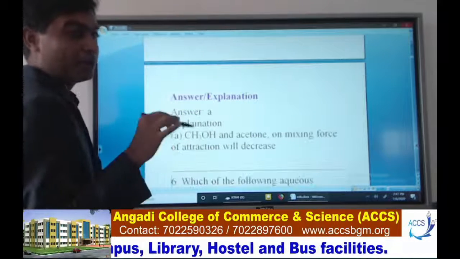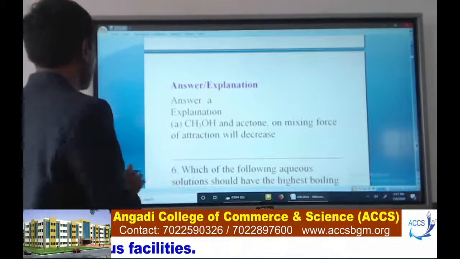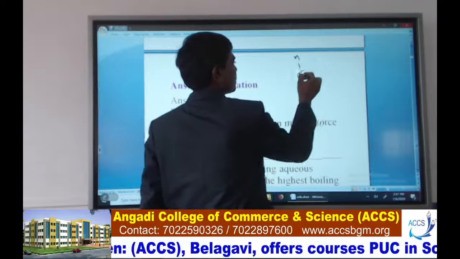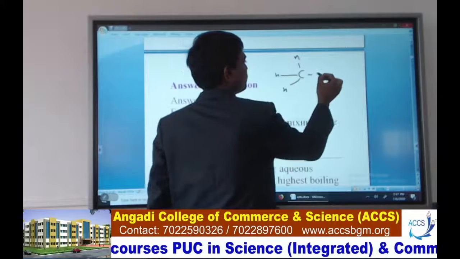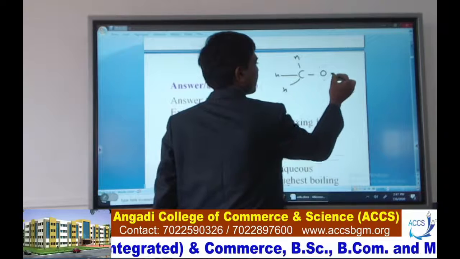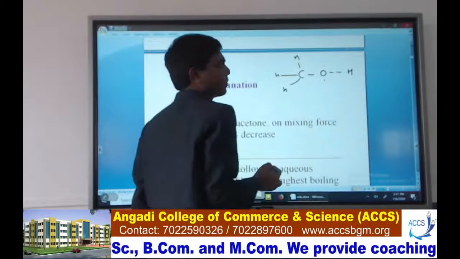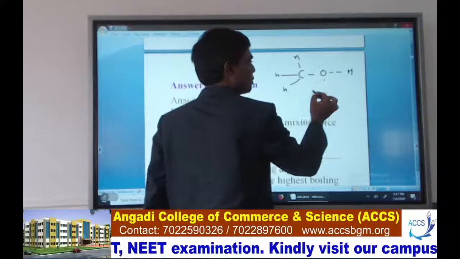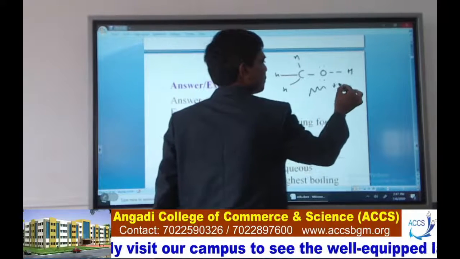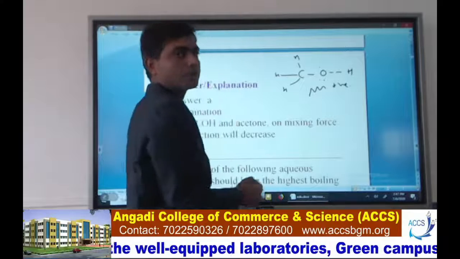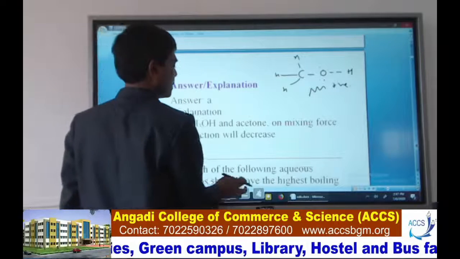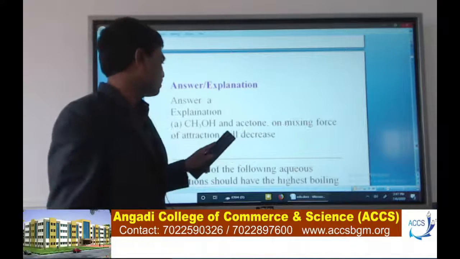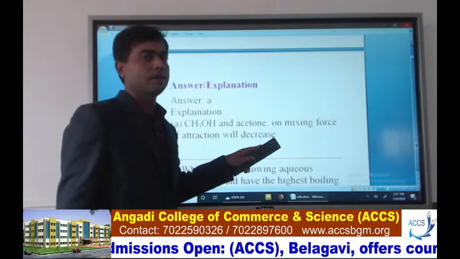As I already told you, formation of hydrogen bond. How is the hydrogen bond formed? Let's see. CH3, that is a methyl group, O lone pair, and here the hydrogen bonding. Due to that, when it is broken and mixed with acetone, it forms the positive deviation from Raoult's law. Hence, the answer for this question is A. What is the reason he has given? CH3OH and acetone on mixing, force of attraction will decrease.